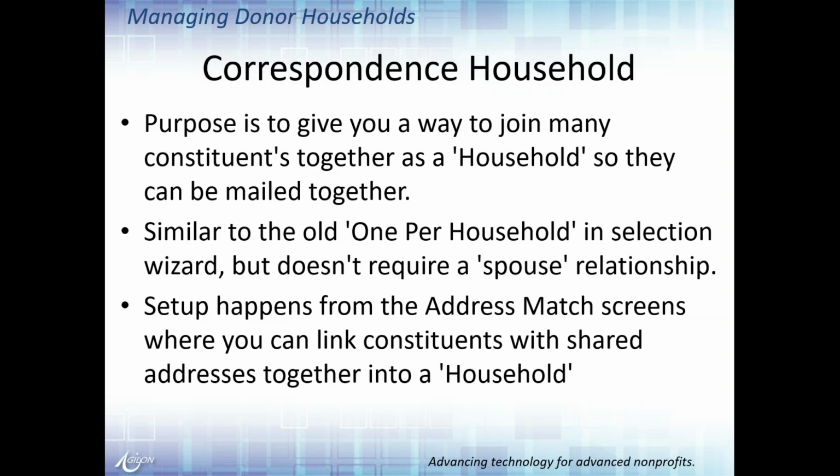I want to limit that down to only one letter per household. That's kind of what we're getting to. So similar to the Selection Wizard feature that lets you do the one per household, which is based entirely on whether or not you and your spouse both show up in the mail list, this one looks at a new relationship that gets created from that address match.